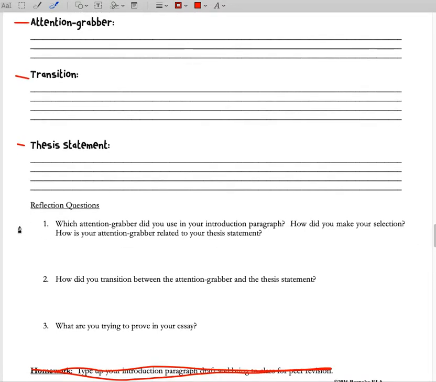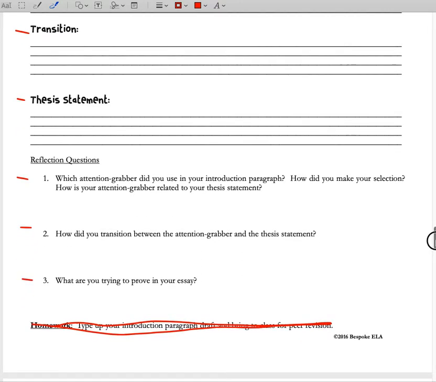So which attention grabber did you use? How did you make your selection? And how is your attention grabber related to your thesis? How did you transition between the attention grabber and the thesis? And what are you trying to prove in your essay? And again, if you think you're on the right track, I don't necessarily need to see these questions here, but they are good for you to think about to make sure that you have a strong introduction crafted, okay?